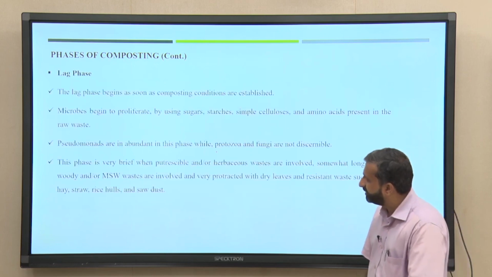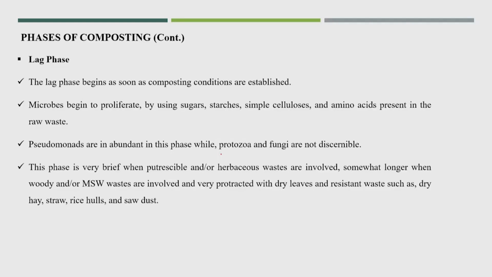So, the first is the lag phase. The lag phase begins as soon as composting conditions are established. The microbes begin to proliferate by using sugar, starch, simple cellulose and amino acids present in the raw waste. Pseudomonas are in abundance in this phase, while protozoa and fungi are not able to grow in this particular condition.